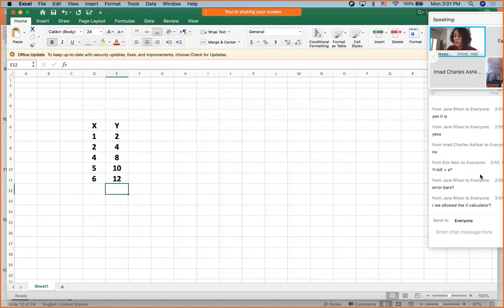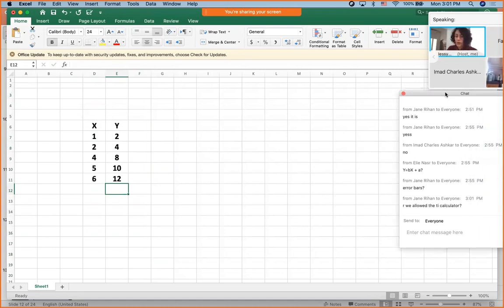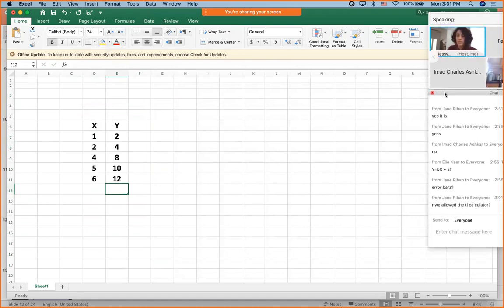Are we allowed the TI calculator? Of course you are allowed this, Jane. If we're gonna be online, I won't even be able to see your calculator to reset it, and it doesn't matter because you can easily put any equation you want next to you. So all the exams are gonna be open book in a way, okay?